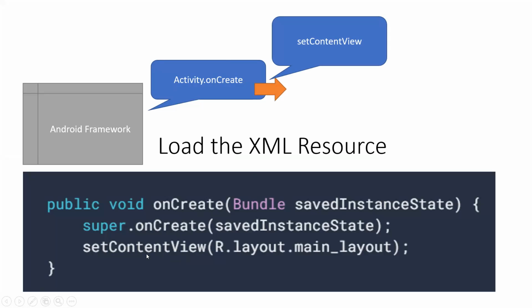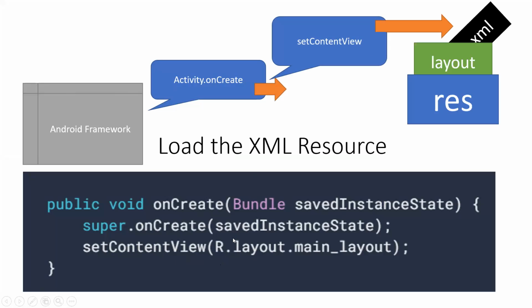It's going to call setContentView, and this setContentView is responsible for getting a file from the layout. So the Android framework calls activity.onCreate, and activity.onCreate calls another method which calls setContentView. It's the responsibility of setContentView to load that XML file which is stored in the layout directory. Let's just imagine that the file name is main_layout.xml. Here you do not mention the extension; it is automatically understood that it's going to be an .xml file.